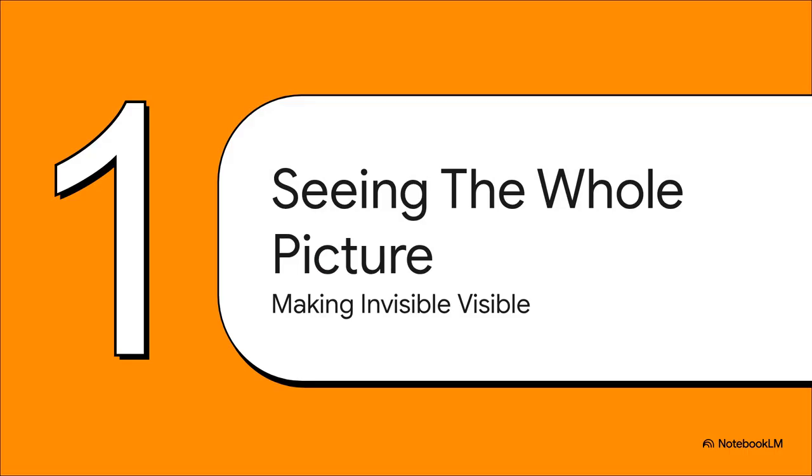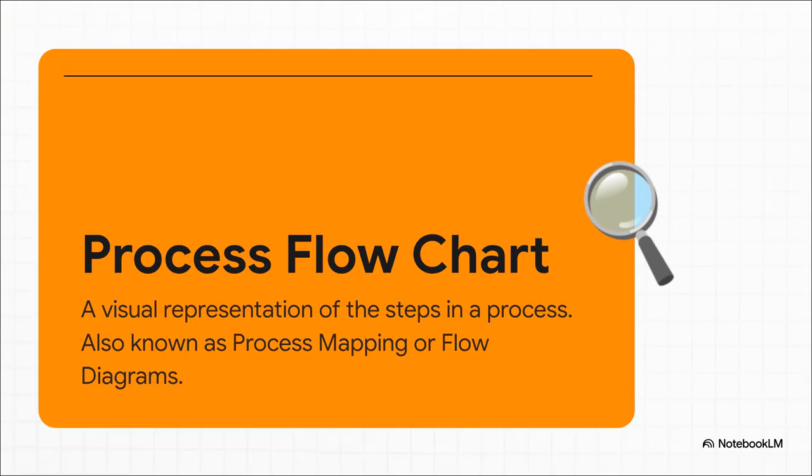So, our very first step on this journey is to create a map of our process. It's all about making that invisible, tangled-up workflow completely visible for everyone to see. And the tool for that is the process flowchart. Now, you might hear it called process mapping or a flow diagram. It's all the same thing, really. The goal is to create a visual blueprint of every single step. Honestly, this should always be your starting point because you just can't improve what you can't see.